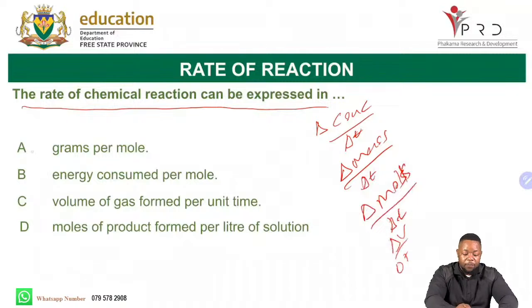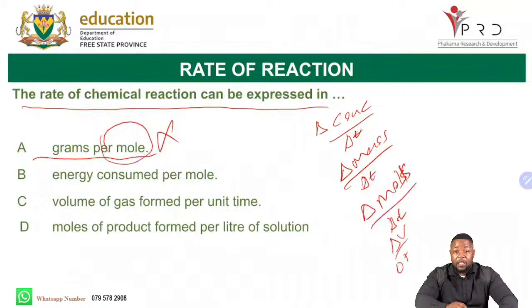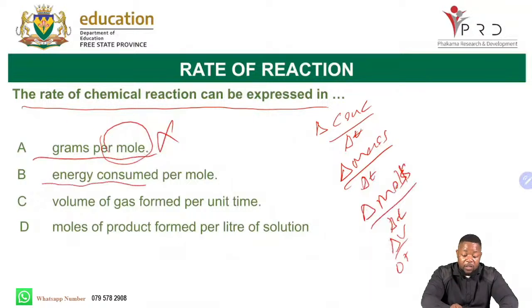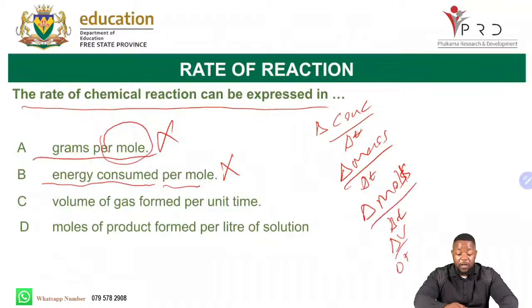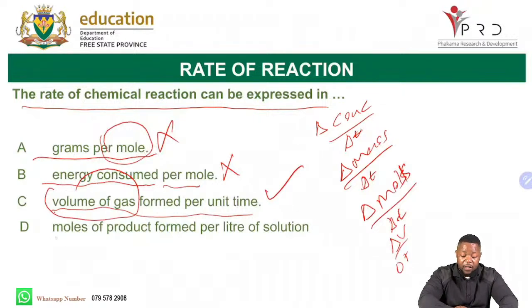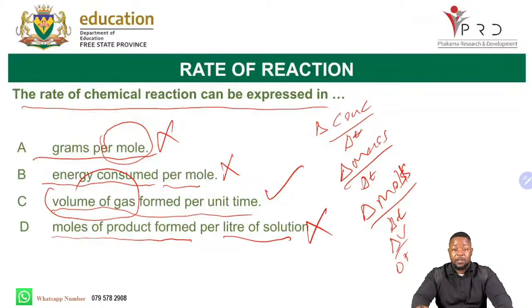So let's look at this one. The first one says grams per mole. There's no time included there, so that cannot express the rate of reaction. The second one says energy consumed per mole. There's no time, so that cannot express the rate of reaction. And the third one, C, says volume of gas per unit time. So this expresses an amount of something per unit time, so that can express the rate of reaction. The last one, the moles of product formed per liter of solution. That cannot express the rate of reaction. The rate of reaction will be expressed in terms of time.